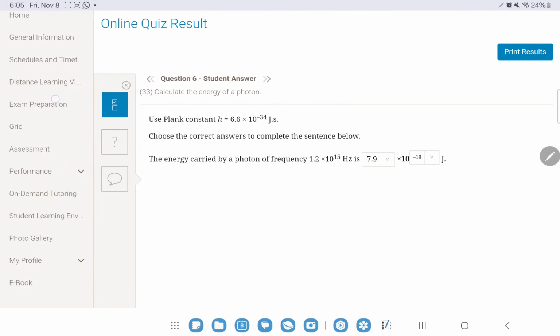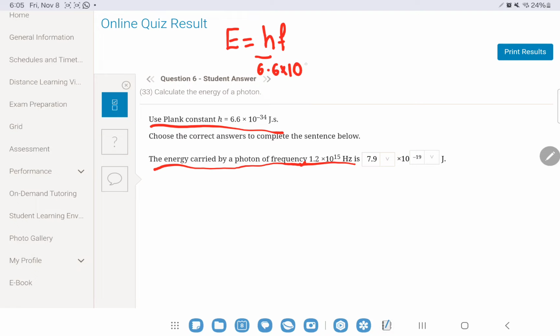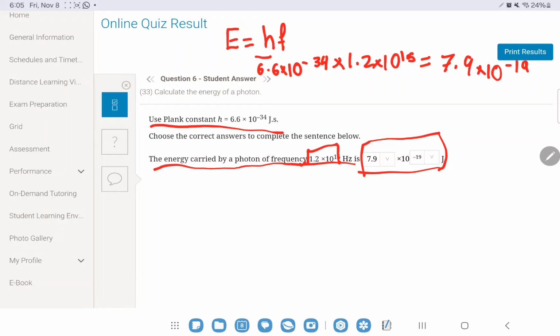Here it's asking us to use Planck's constant. The energy carried by a photon of frequency f: we know that energy equals h times f, where h is Planck's constant. So h is 6.6 times 10 to the power negative 34, times the frequency, which is 1.2 times 10 to the power 15. Once you put this in your calculator, you get 7.9 times 10 to the power negative 19. That's your answer.